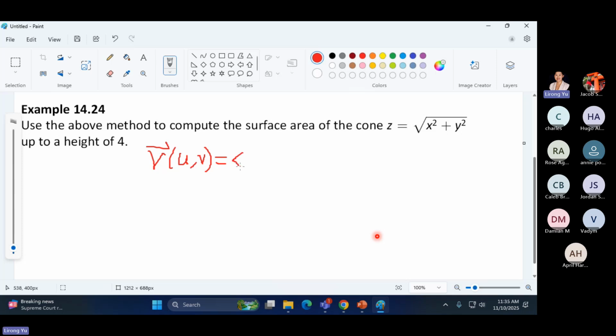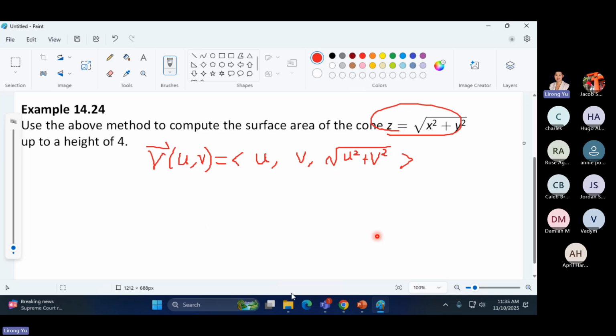So x is still x equal to u. The y equal to v. What about the z? z equal to the root of u squared plus v squared. If x equal to u, y equal to v, then z equal to this. So that's the vector-valued function of the surface. That's my surface represented by a parametric equation, by a vector.